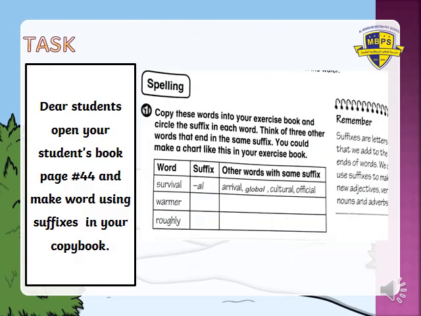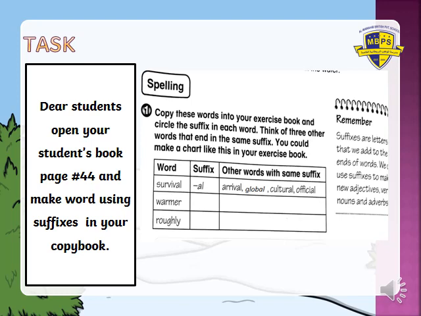So here is the task for you. Dear students, open your students book page number 44 and make words using suffixes in your copybook. What you are going to do? Copy these words into your exercise book and circle the suffix in each word. You can circle the suffix with different colors. Think of 3 other words that end in the same suffix. You could make a chart like this in your copybook.